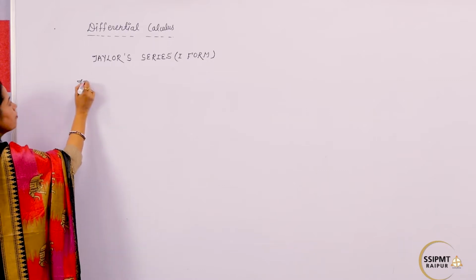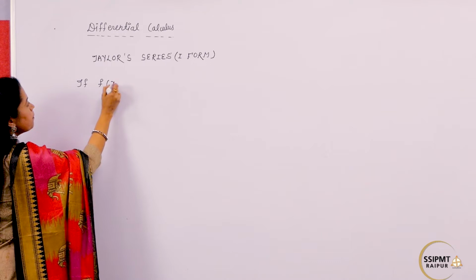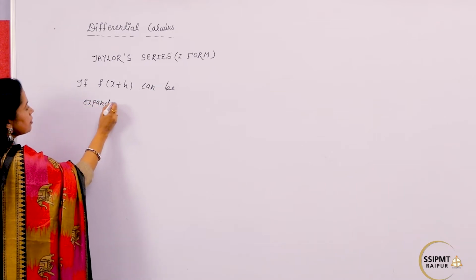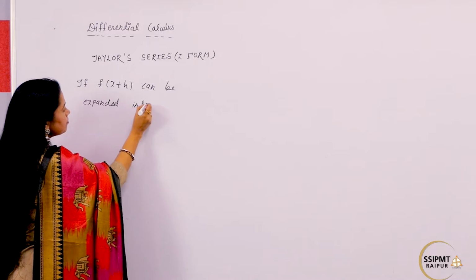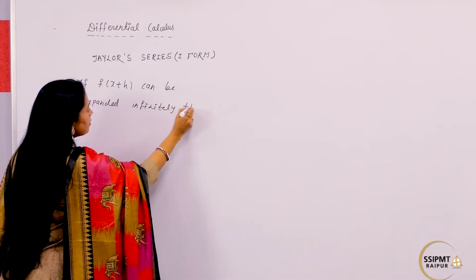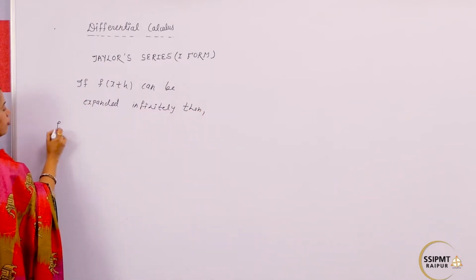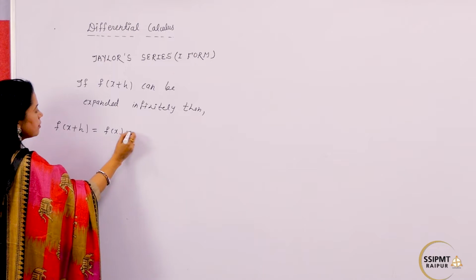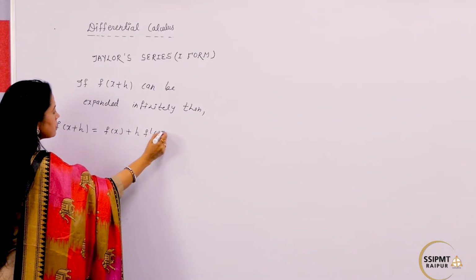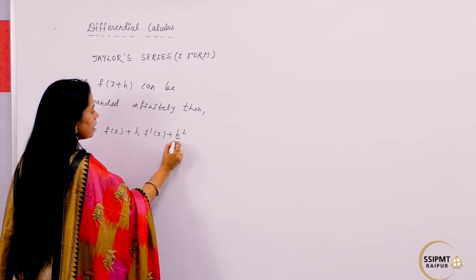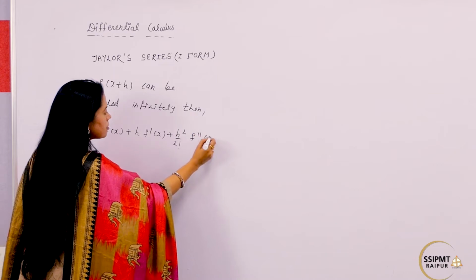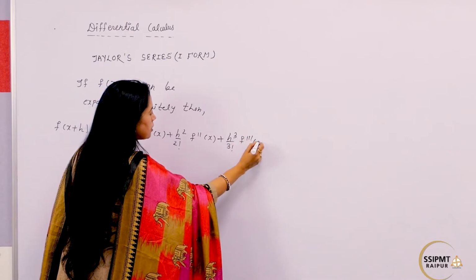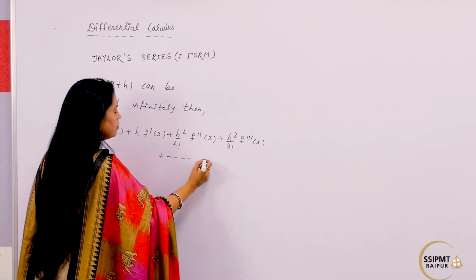If f(x plus h) can be expanded infinitely, then according to Taylor series, f of x plus h is equal to f(x) plus h f dash of x plus h square by factorial 2 f double dash x plus h cube by factorial 3 f triple dash x, and so on up to infinity.